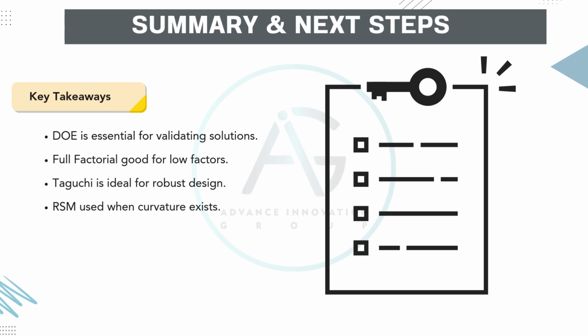If the goal is to design a robust system that performs well under a variety of conditions, Taguchi methods are highly effective. They focus on minimizing variation and improving consistency. And when your process shows signs of curvature or nonlinear behavior, response surface methodology, RSM, is the way to go. It helps you build a quadratic model and identify the optimal operating region.